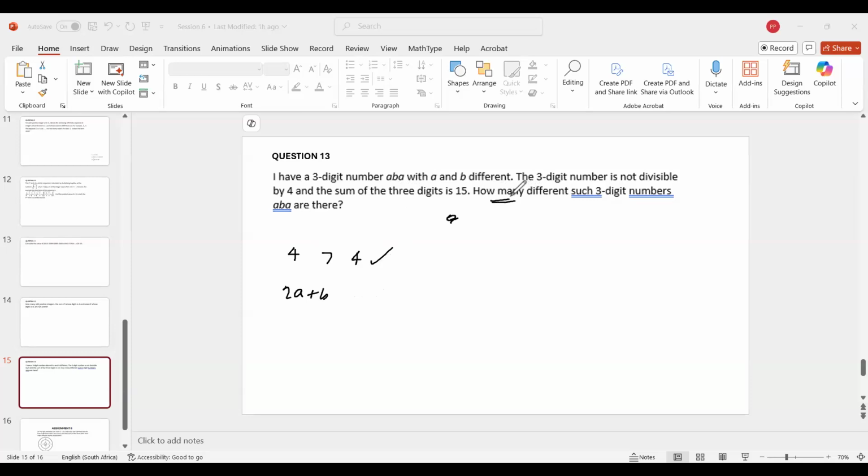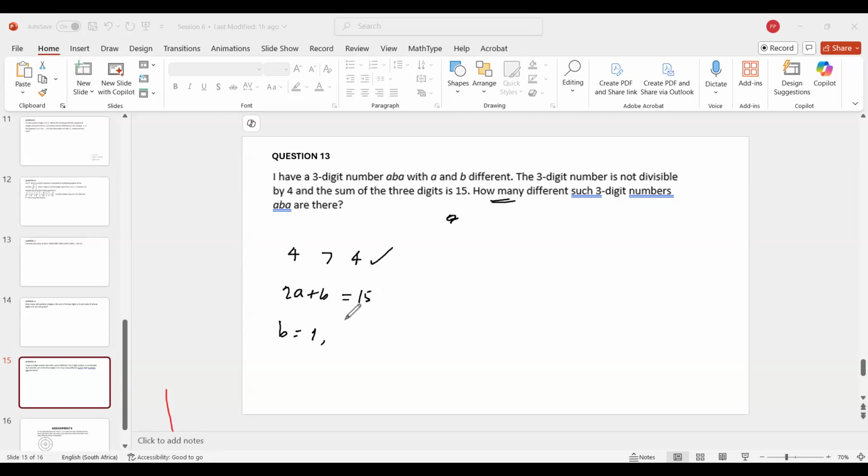Now this thing here is 15. Right. So it means that, but B is a digit, right? The value for B is a digit. The middle digit can be 0. Now, let's do it together. If B is 0, then I have 2A equals 15, and that's not possible, because then A is 7.5, and A has to be a positive digit. So B is not 0.